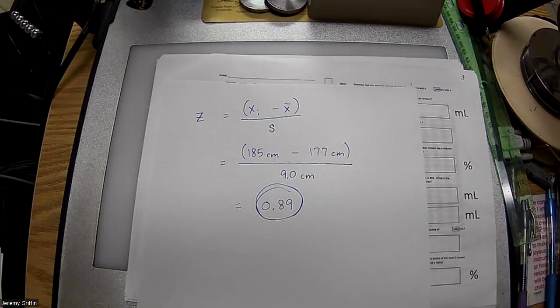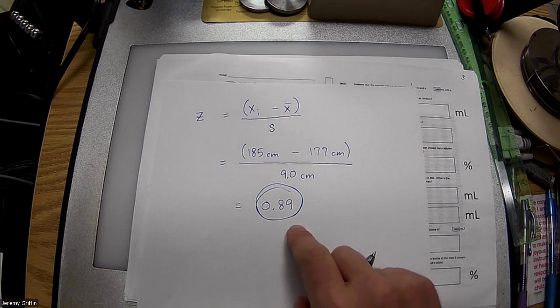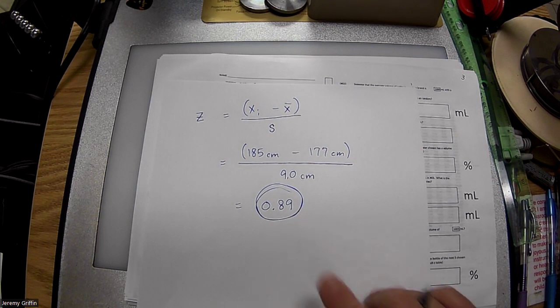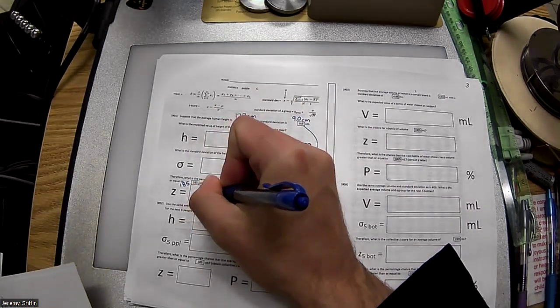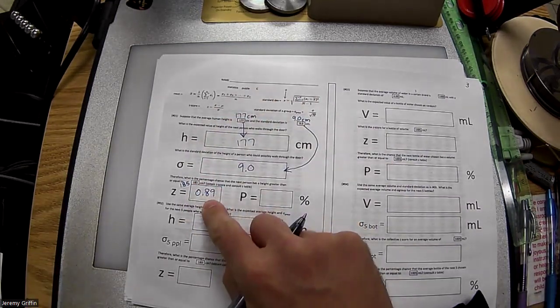I'm getting a z-score of 0.89. So that's kind of in that average range. It's on the part of the bell curve that's still concave down, so it's kind of in that average-ish range. Above average, but not crazy above average. So I've got a z of 0.89. Did you guys figure out what your z-score is?